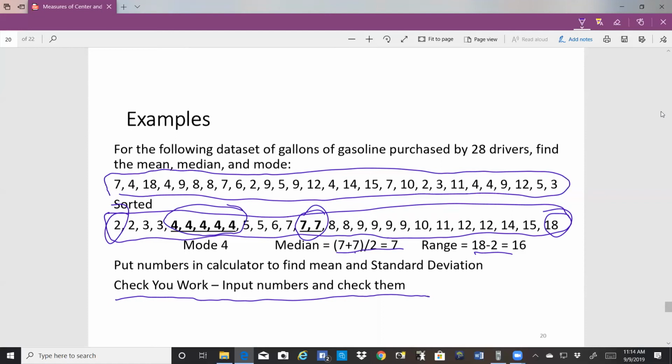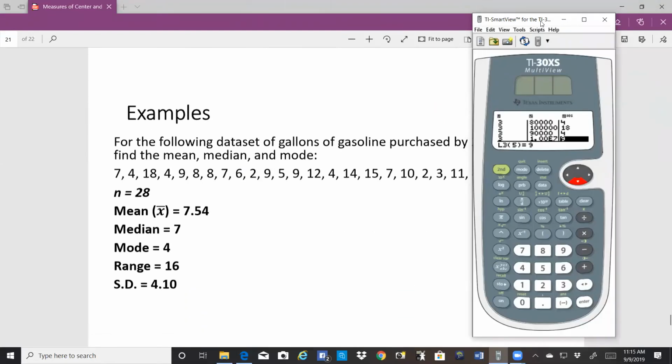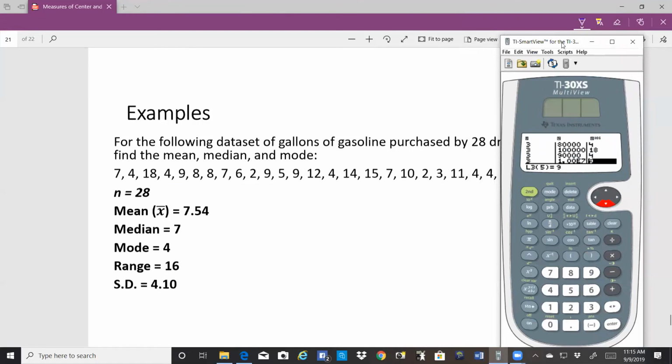Now, we could do the standard deviation by hand, but I recommend that you put this in your calculator. Now, to calculate the mean and the standard deviation of this data, I'm going to go to my calculator where I have already entered the data. I'm going to go to data. Oh, by the way, if you wanted to clear any of the data, you just hit clear.